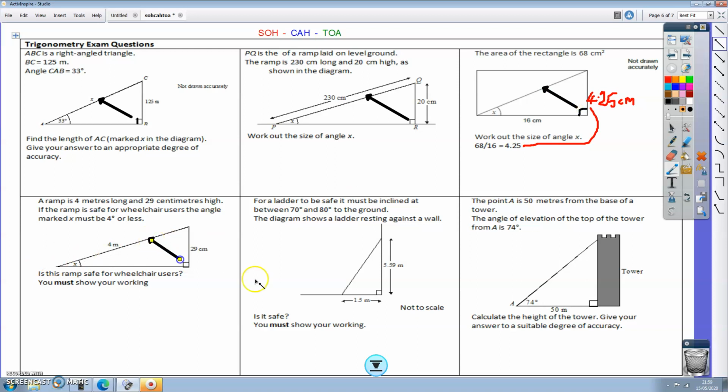Luckily enough on this one all of the triangles are in the same orientation, the same direction. So that's going to be my hypotenuse. If I'm going to now say what my other side is, that's going to be my opposite, that's my opposite, and so on.